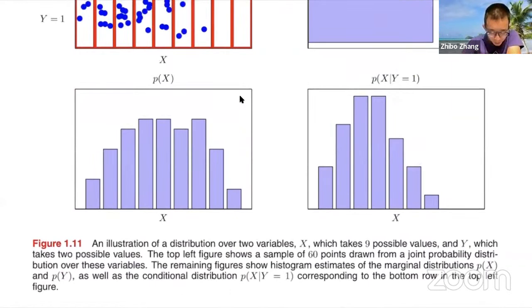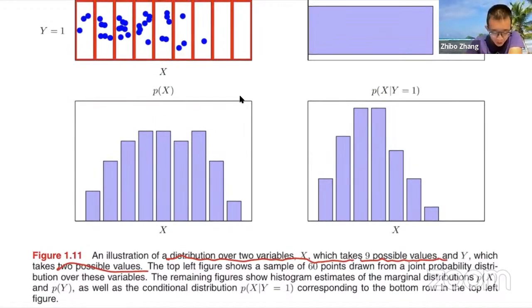An illustration of a distribution over two variables, x, which takes 9 possible values, and y, which takes 2 possible values. The top left figure shows a sample of 60 points drawn from a joint probability distribution over these variables. The remaining figures show histogram estimates of the marginal distributions, px and py, as well as the conditional distribution corresponding to the bottom row in the top left figure.